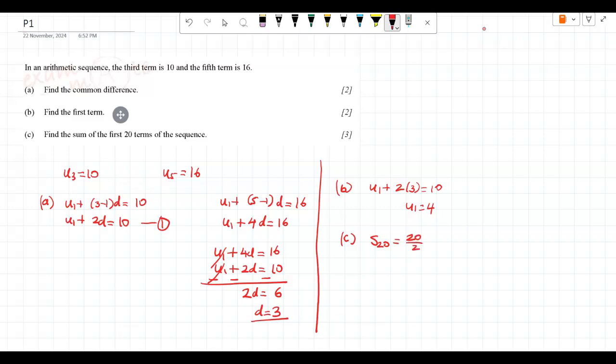Now how do you find the sum of the 20 terms? S20 is n over 2 into 2U1 plus n minus 1 into D. So 10, 4 2s are 8, 19 3s are 57, correct? So 650.